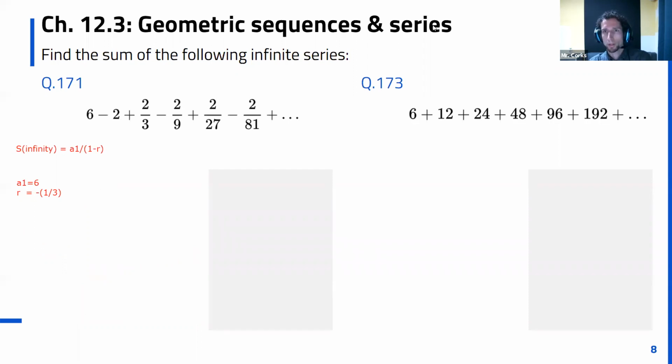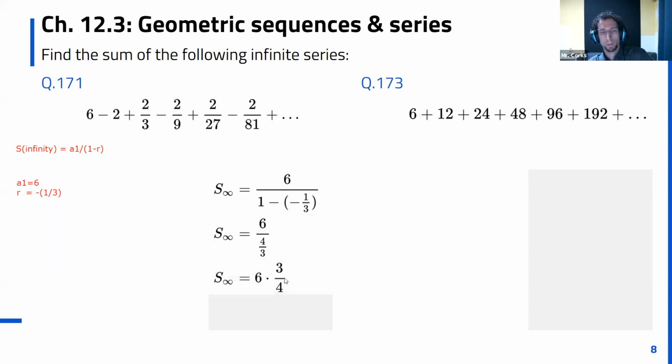But if we take our two parts, put them into our formula, so 6 over 1 minus negative 1 over 3. So on the bottom, we will get 1 plus 1 over 3, 4 over 3, and invert your fraction and multiply 6 times 3 over 4. So that's 18 over 4, 9 over 2, 4.5, which is what everyone gave me in the chat.